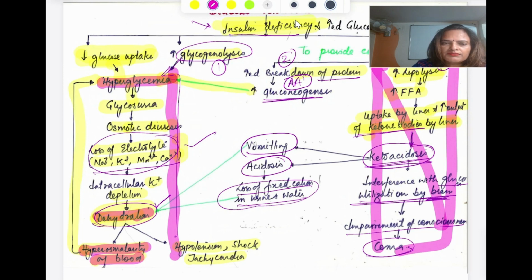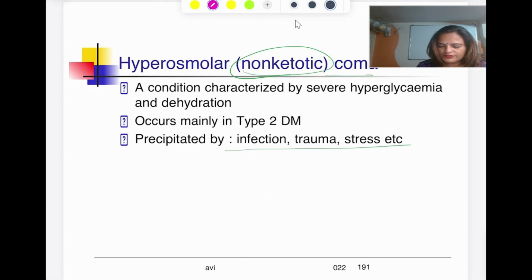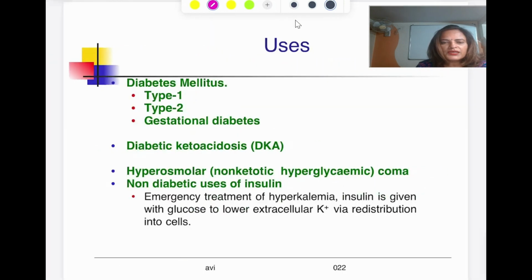Your saline will also go, but the more important thing here is hyperosmolarity. So the patient may go for thrombosis. So prophylactically we have to give heparin. Okay, so this is one thing: we have to give heparin in hyperosmolar or non-ketotic coma. Okay. So where else are we going to use it?